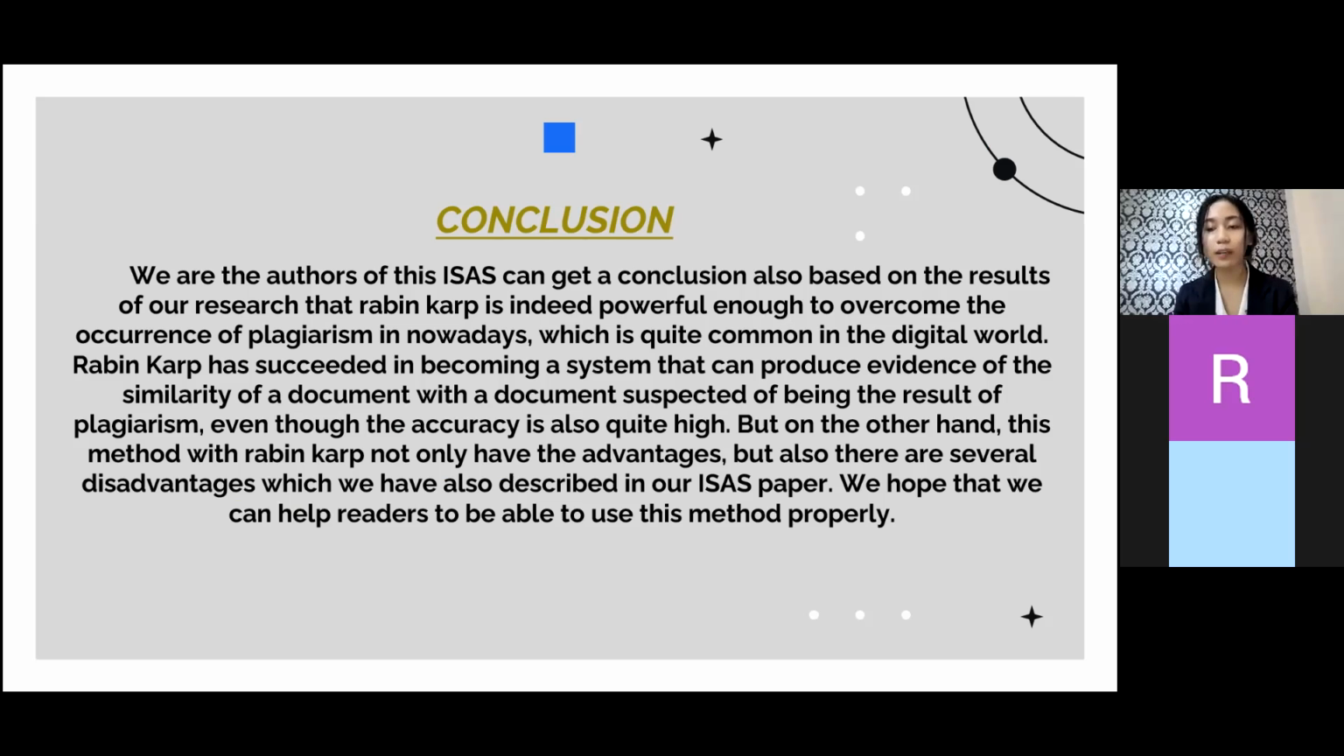But on the other hand, this method with Rabin-Karp not only has advantages, but also several disadvantages or negative sides, which we have also described in our ISAS paper. We hope that we can help the readers to use this method properly, especially for plagiarism checking.